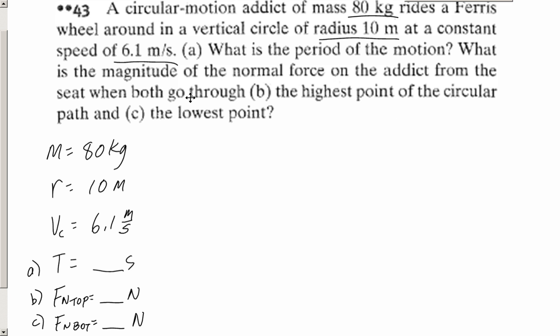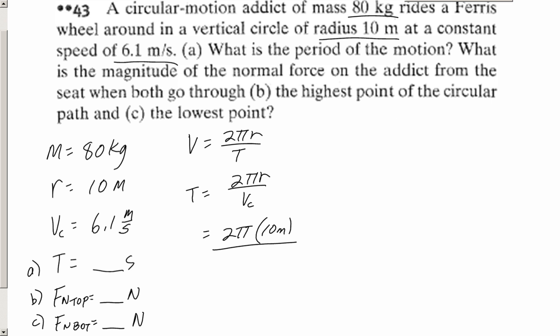Okay, well, the first part, finding the period, that shouldn't be too hard. We know that the velocity of something in circular motion is equal to 2 pi r over T. So the period then is simply going to be 2 pi r over v constant. So that would give us 2 pi times 10 meters over the 6.1 meters per second. Let's get your calculators and see what we got.